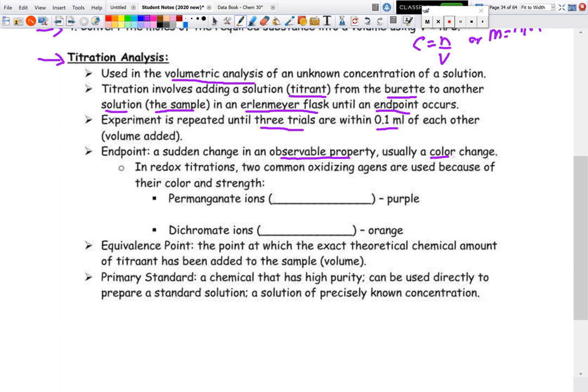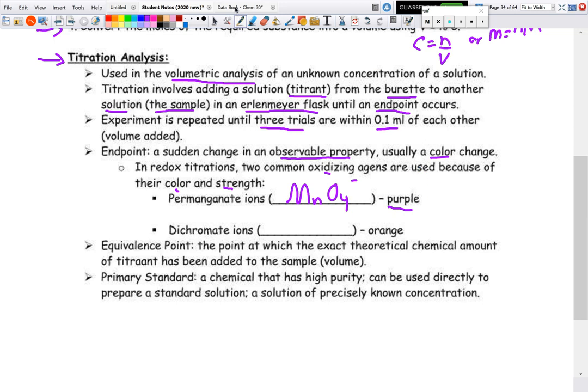Now for redox titrations, there are 2 common oxidizing agents we are going to use, because of their strength and their color. The first one is the permanganate ion, MnO4-, and this of course is purple. So we can see a direct color change if we add this really dark purple solution into a reaction and the purple color disappears. Well, we know a reaction occurs, and then as soon as the purple color stays in solution, we know that the reaction's done.